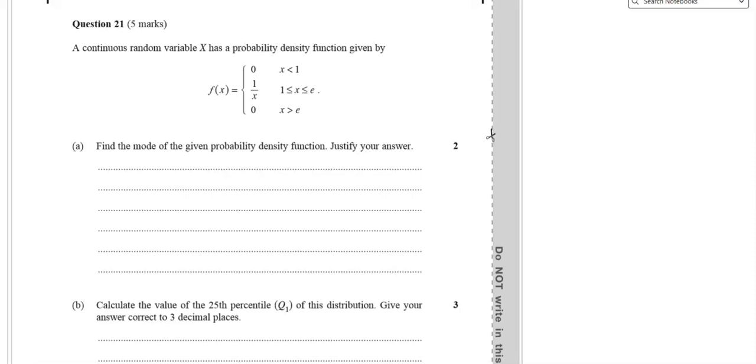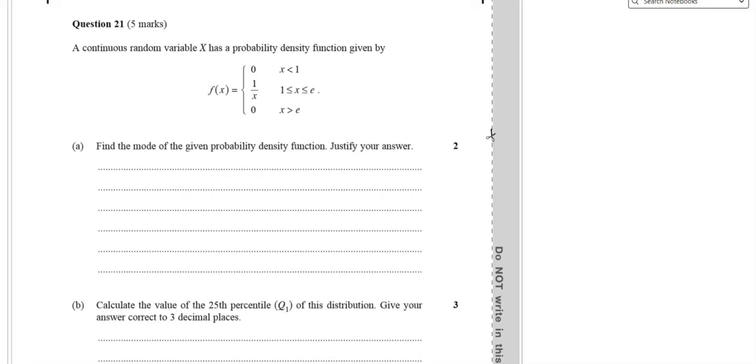Question 21. A continuous random variable x has a probability density function given as shown. f of x equals 0 for x less than 1, f of x equals 1 on x for x between 1 and e inclusive, and f of x equals 0 for x larger than e. Part A. Find the mode of the given probability density function. Justify your answer. Pause here to try it yourself.